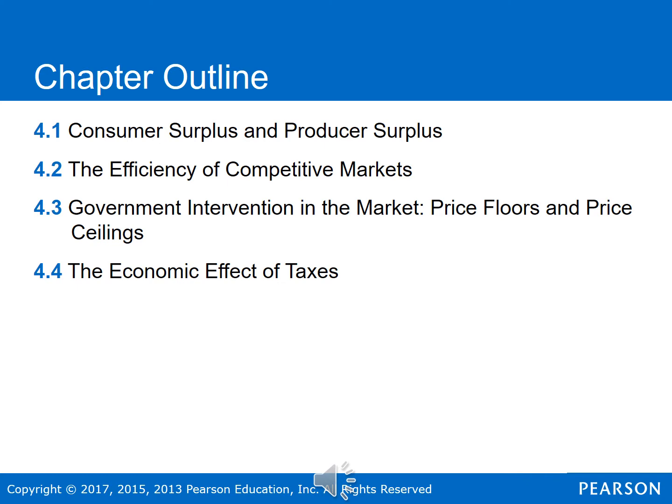The next section will look at the efficiency of competitive markets, using the ideas of consumer and producer surplus to show how markets result in efficient outcomes. Next, we'll look at government interventions in the market, specifically price floors and price ceilings, where governments set certain prices or limits on prices where they can move, and see what that does to economic efficiency. And finally, we'll look at the economic effect of taxes on transactions.